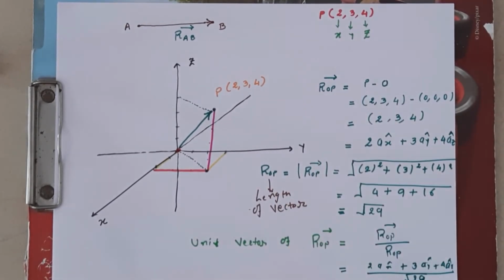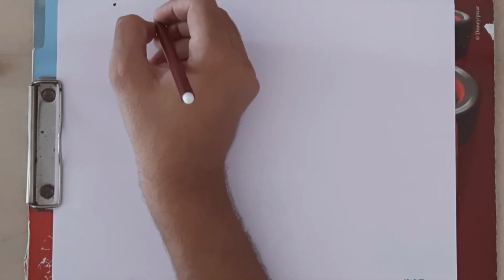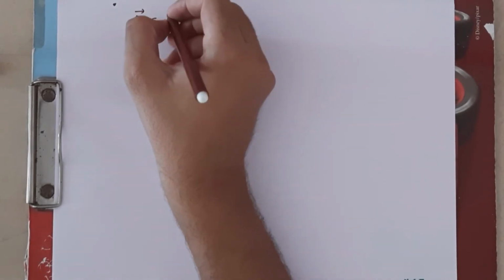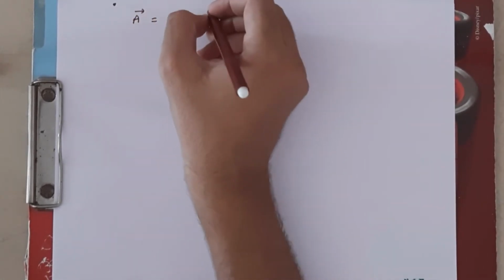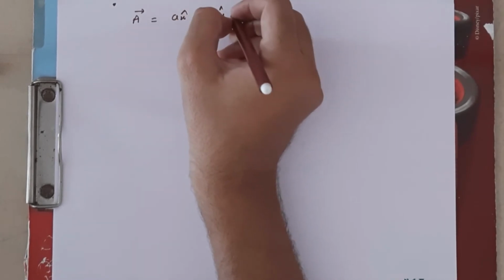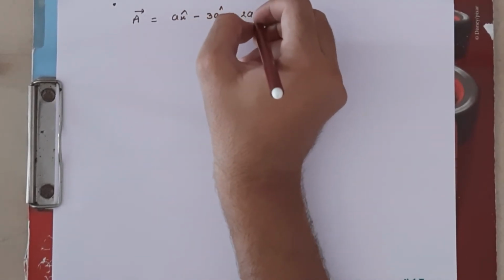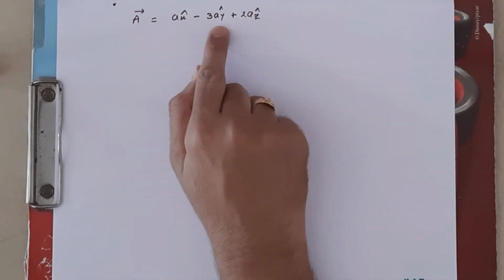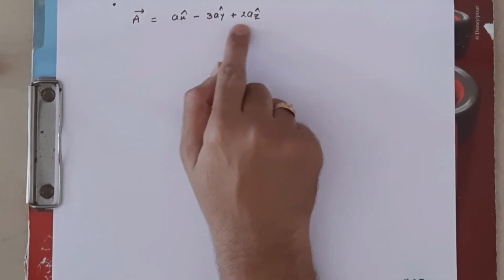I will give you one more example so you will get a clear understanding of how to find the magnitude and unit vector of any vector quantity. Just take one more example, then we will proceed to the next topic. Suppose vector A is given. Vector A is ax minus 3ay plus 2az. Now the question is, what do you mean by ax, by minus 3ay, and by plus 2az?